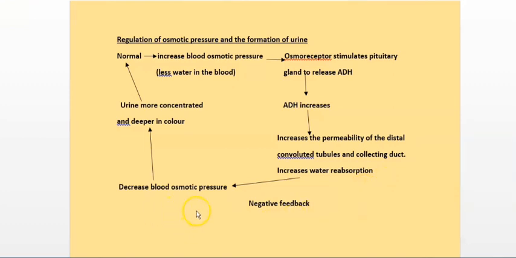Negative feedback: a decrease in blood osmotic pressure, and urine will be concentrated and deeper in color, and it will go back to normal. This is the negative feedback that happens when there is an increase in blood osmotic pressure. I repeat, blood osmotic pressure increases, osmoreceptors stimulate the pituitary gland to release ADH hormone. When the ADH hormone increases, the permeability of the distal convoluted tubules and collecting duct also increases. This will increase the water reabsorption and the blood osmotic pressure will go back to normal.